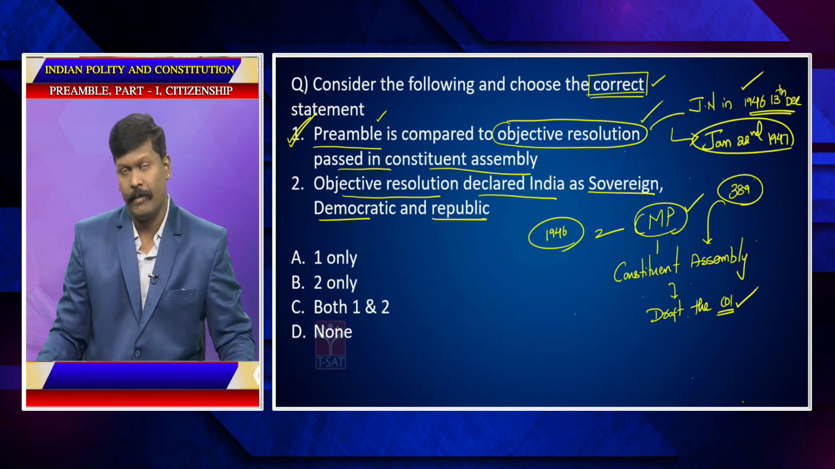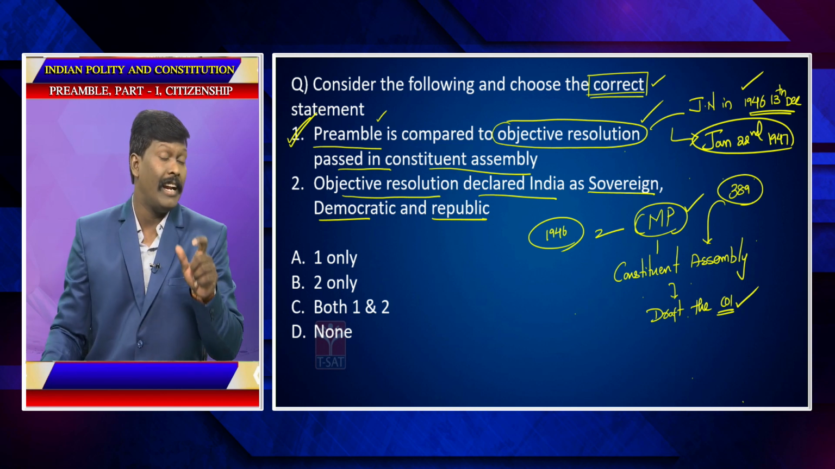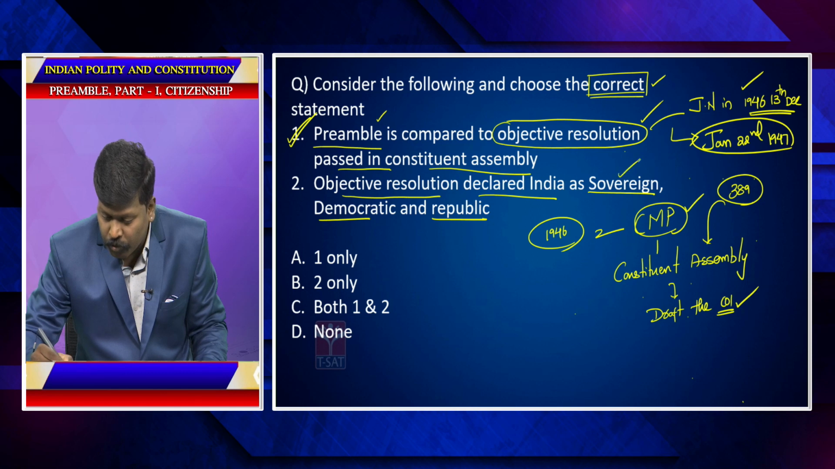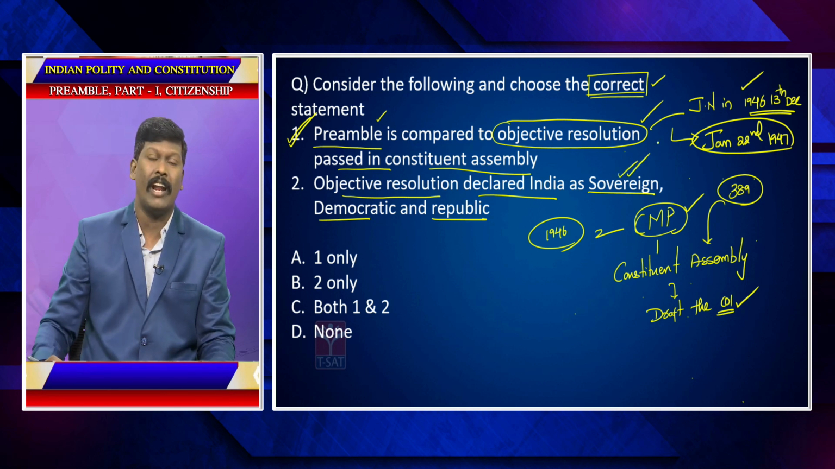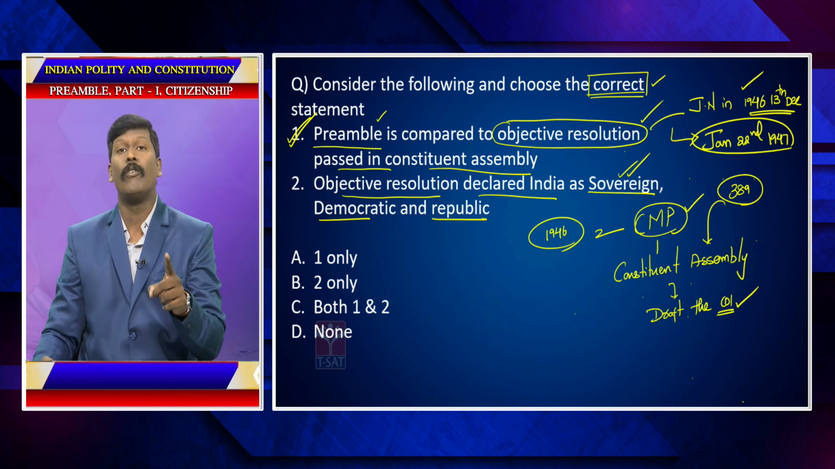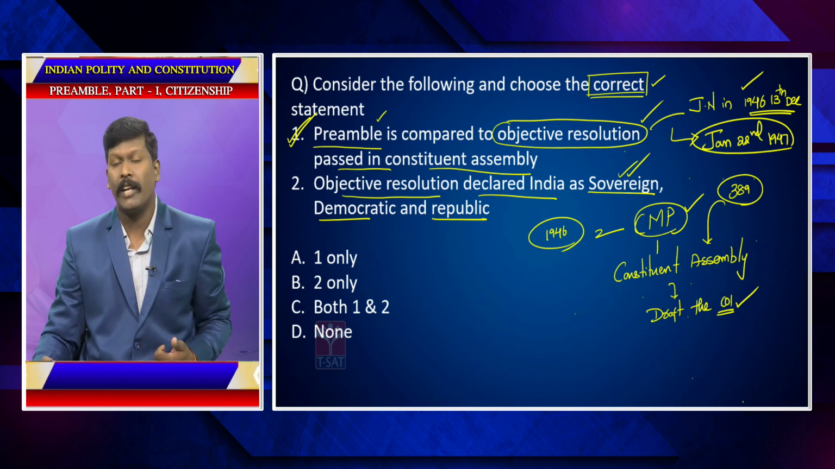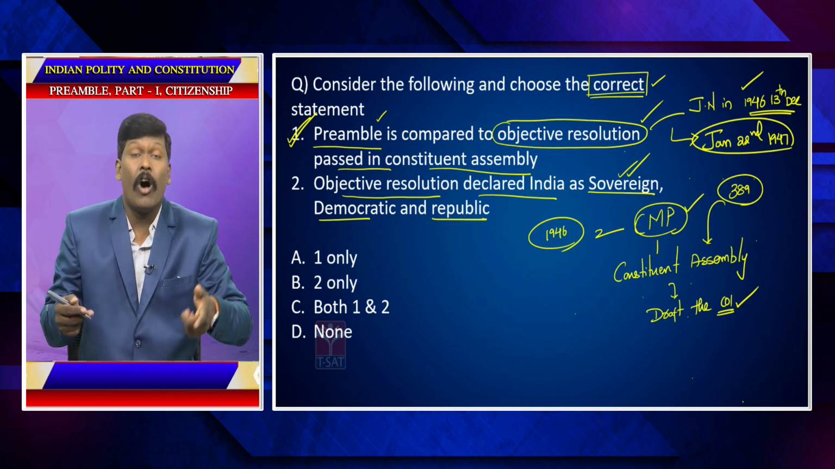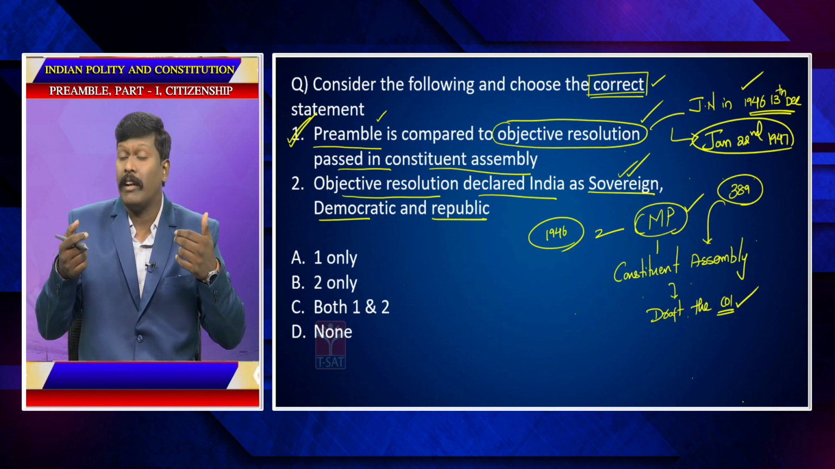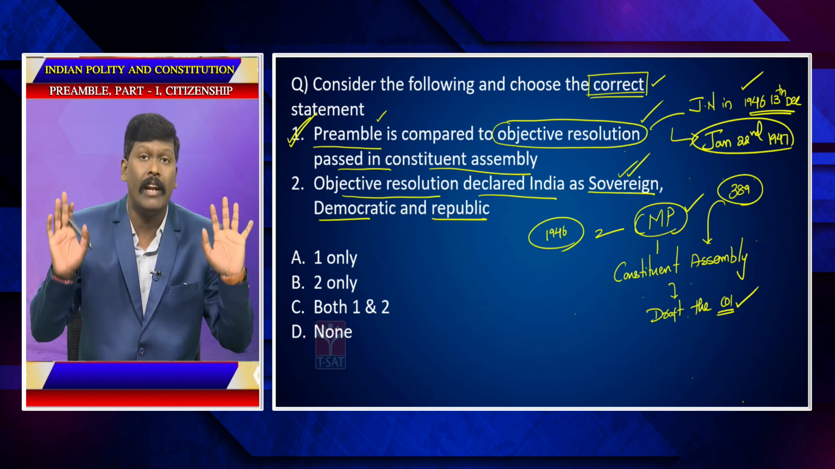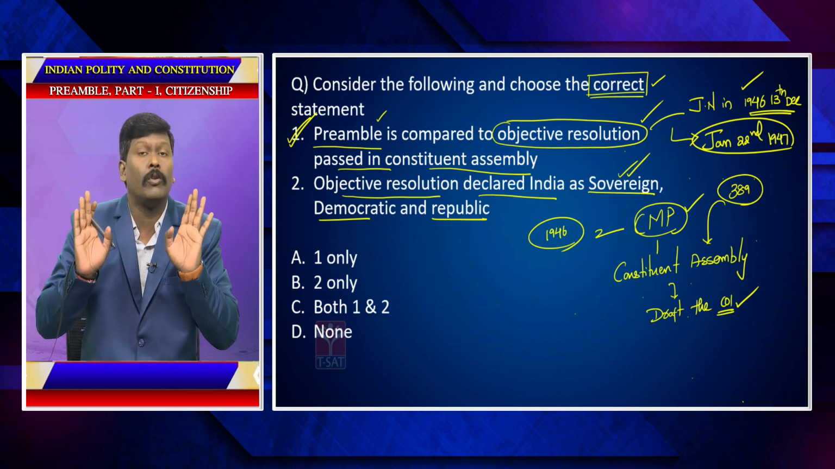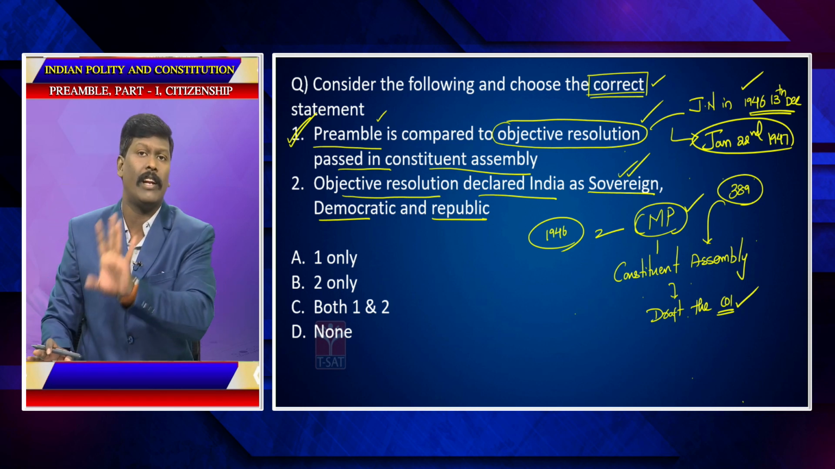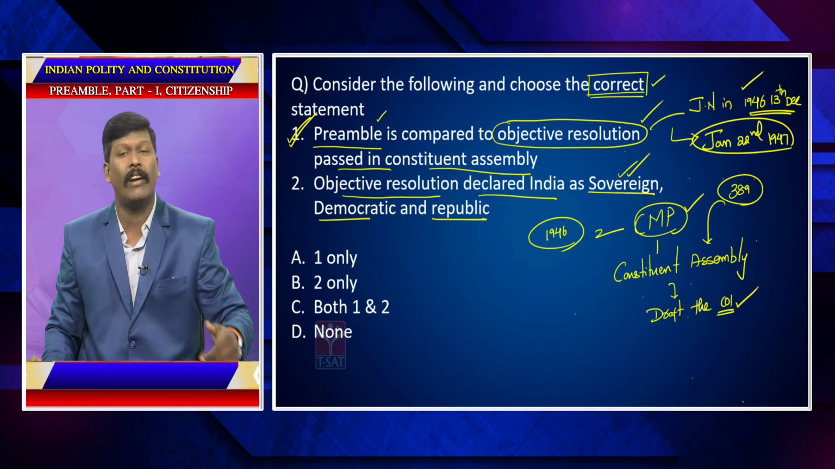Now look at the second statement. Objective resolution declared India to be a self-sustained, independent country, that is, a sovereign country. India is a sovereign, self-made, independent country. No law given by other countries is applicable in India today. The laws made in India by Indians are applicable in India. Indians only should follow those laws which are made in India, by the parliament or state legislature. So India is a sovereign country.